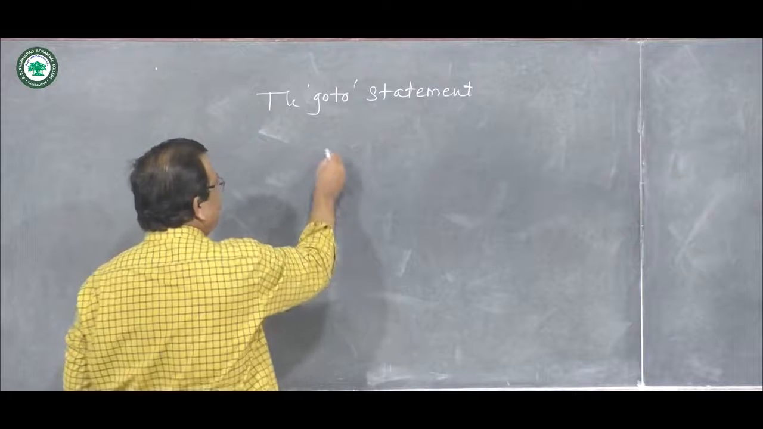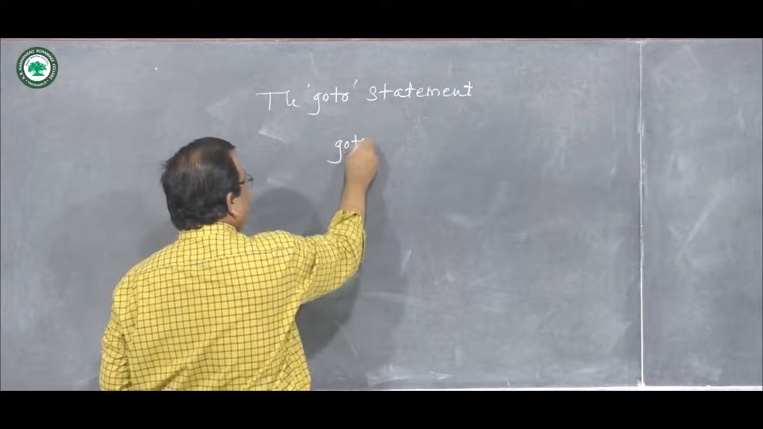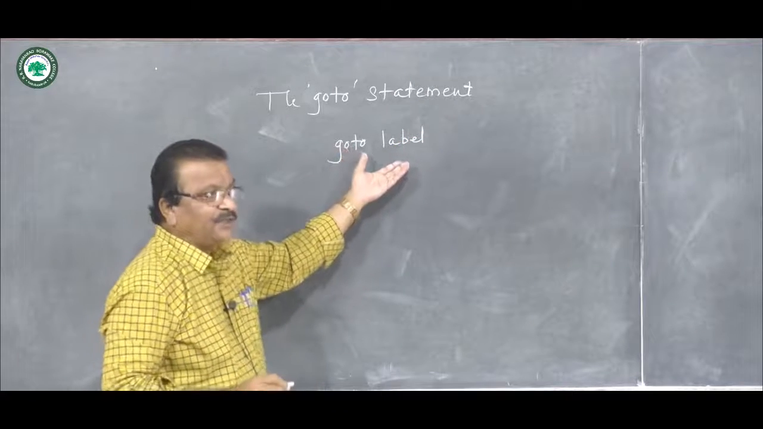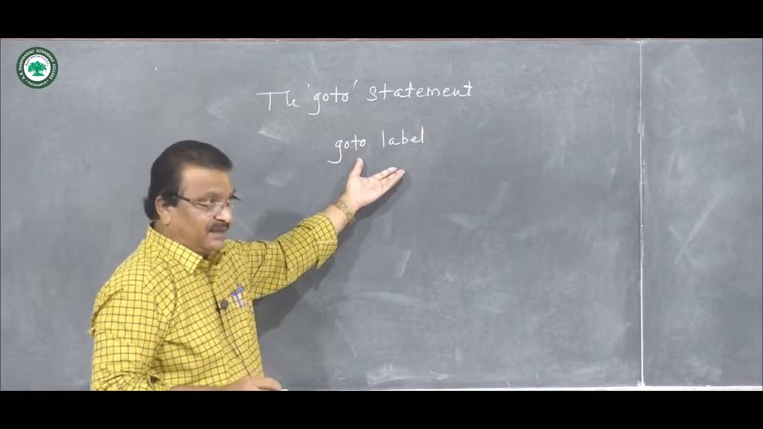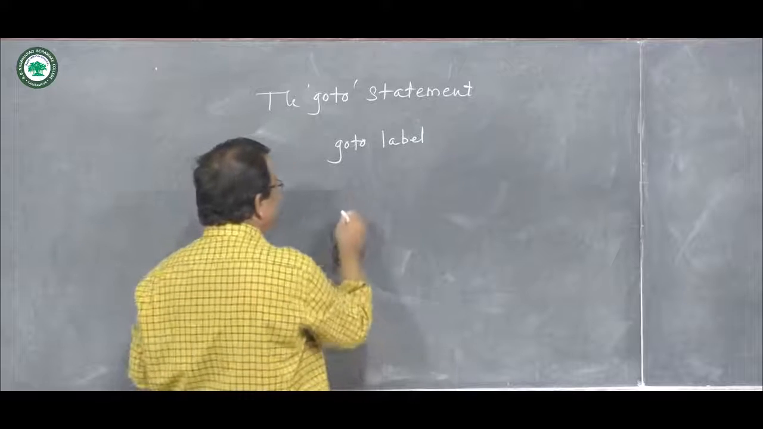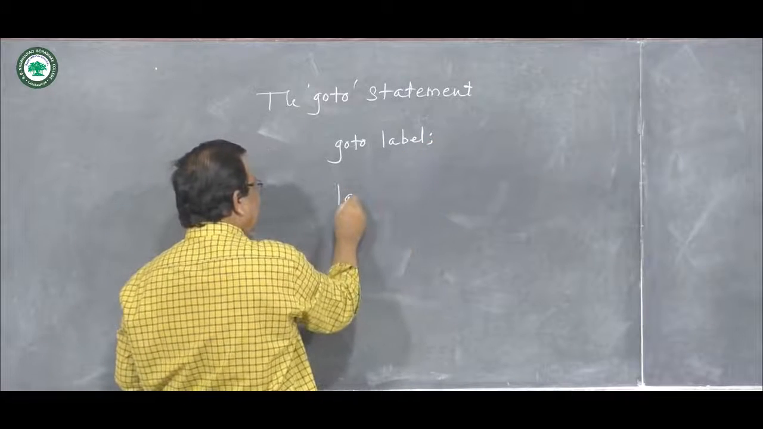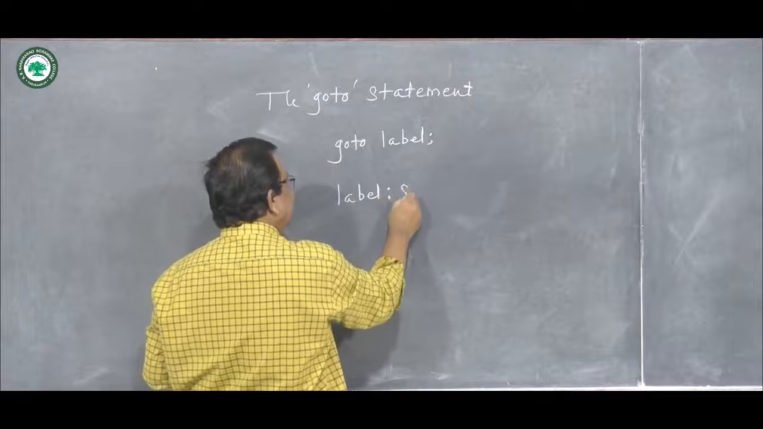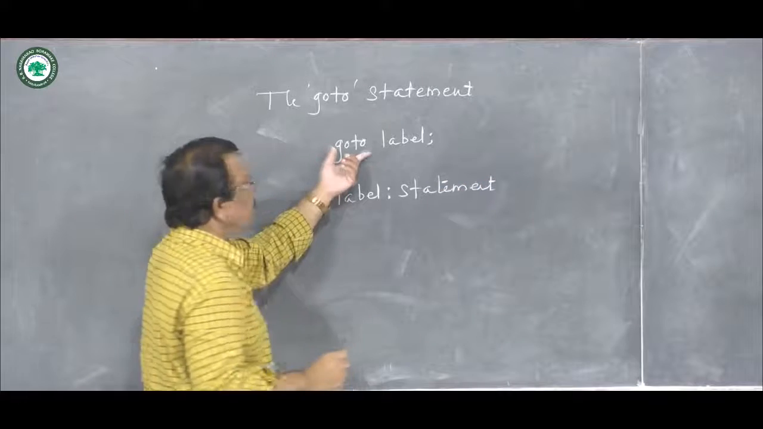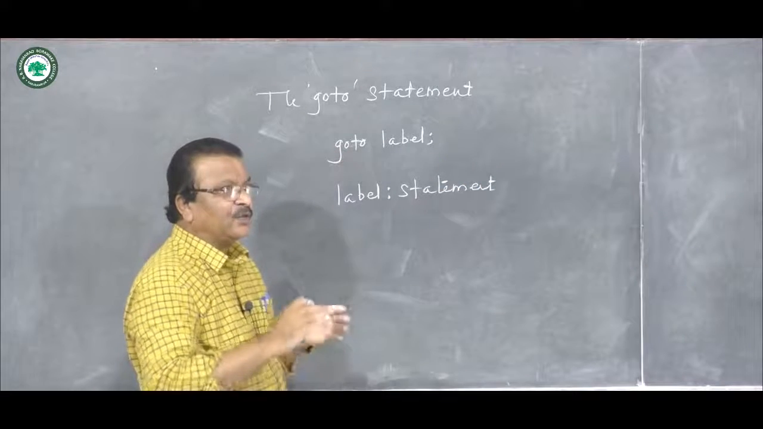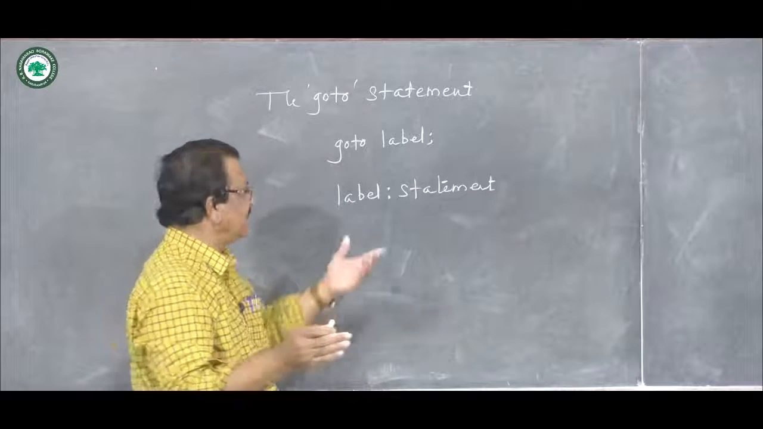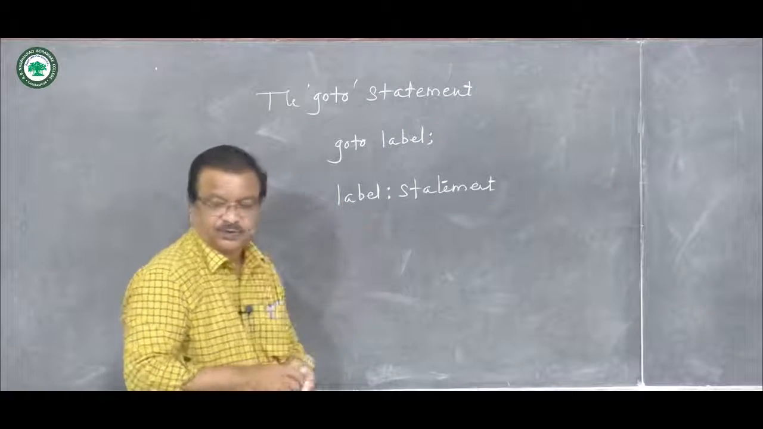And this is how the goto statement will appear: goto label. The label is an identifier which is used to label the target statement to which control is to be transferred, and the target statement will appear like this: label, colon, and then the statement. So the goto statement transfers the control from one particular part of the program to some other part, and this is the target statement to which control is to be transferred.